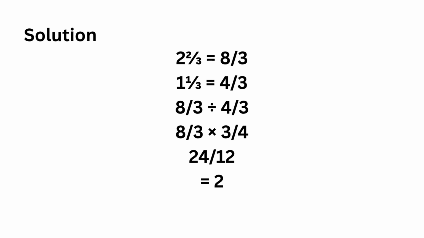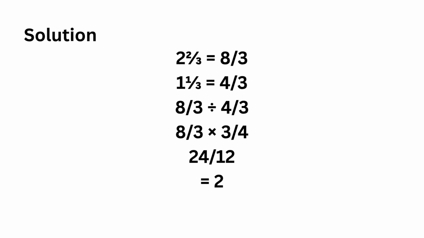So we first of all convert our mixed fractions to improper fractions. So 2 whole number 2 over 3 becomes 8 over 3. That's 2 times 3, 6 plus 2, 8 over the denominator 3. The same thing, 1 whole number 1 over 3 becomes 1 times 3, 3 plus 1, 4 over the denominator 3. So now we have 8 over 3 divided by 4 over 3.